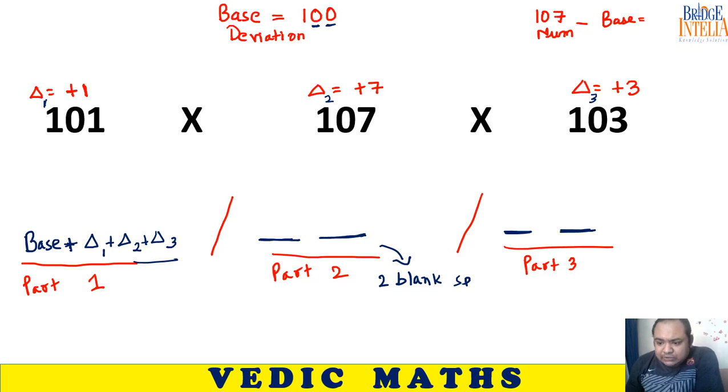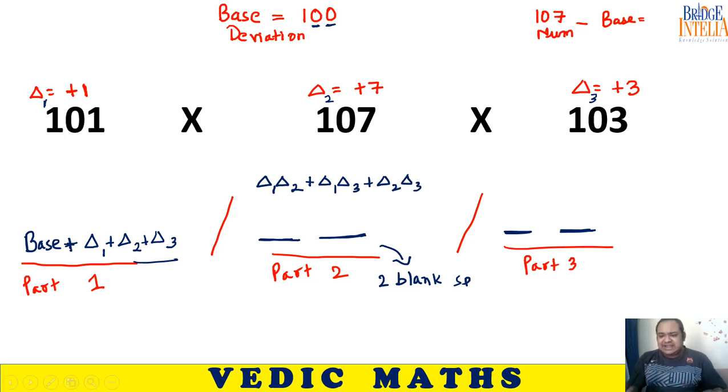Now, how are we going to fill these blank spaces? In part 2, the middle part, you have to write delta 1 into delta 2, that means deviation 1 multiplied by deviation 2, plus delta 1 delta 3, plus delta 2 delta 3. That means you have to multiply two deviations at a time and then finally add them up. Whatever answer you get, you have to convert into a two-digit number and then write it, because there are two blank spaces that you need to fill. In the last part, the product of all the three deviations, delta 1 into delta 2 into delta 3.